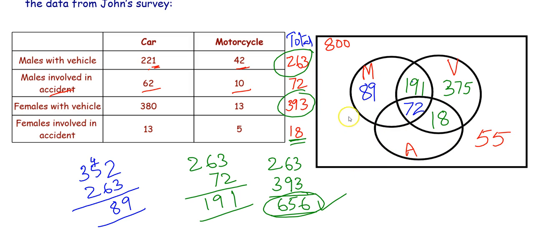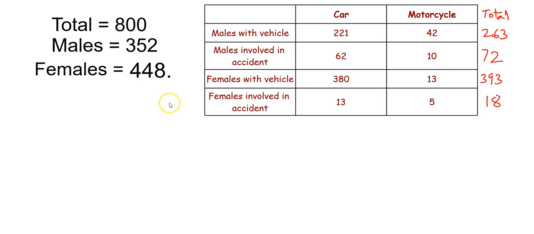Now we are also going to get all this information as a tree diagram. Let us look at it right now. Now let us break down the given information using a tree diagram. Alright, for that we have the total number of students, that's 800. Out of those 800, 352 are the males and 448 are females.